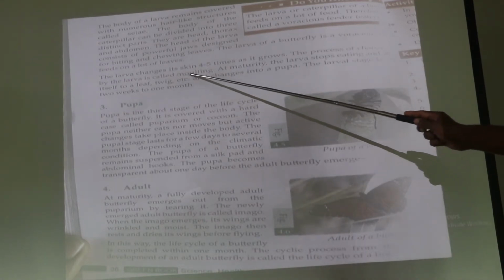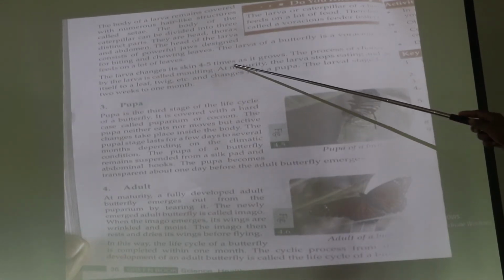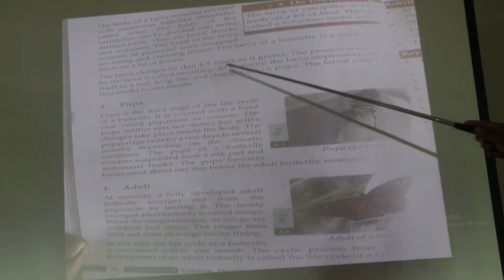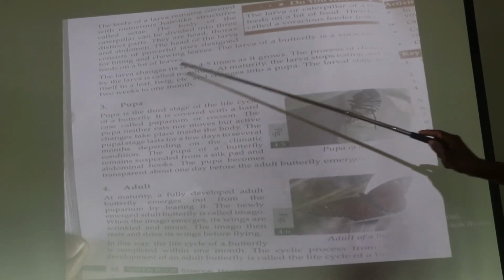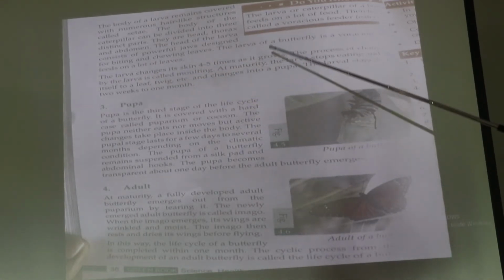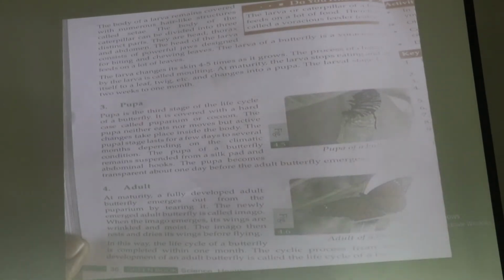The larva changes its skin 4 to 5 times as it grows. The process of changing skin by the larva is called molting.